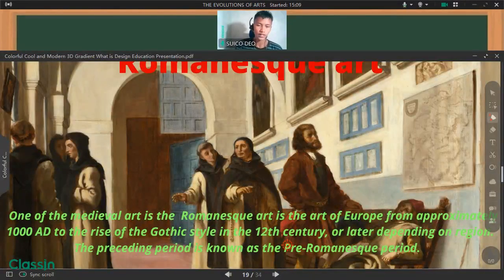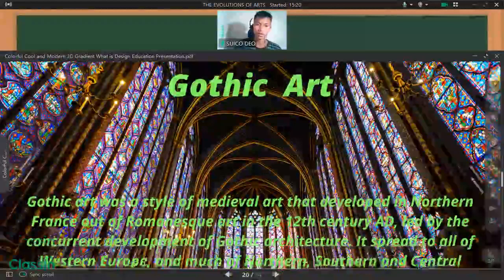to the rise of Gothic style in the 12th century or later, depending on the region. The preceding period is also known as the pre-Romanesque period. The next one is Gothic art.